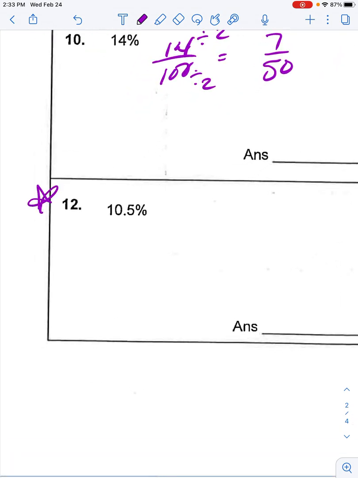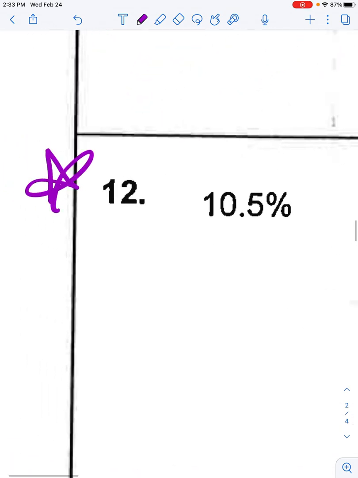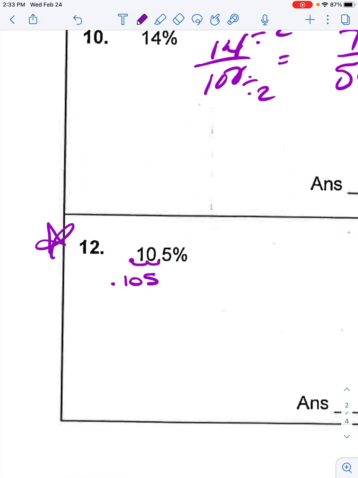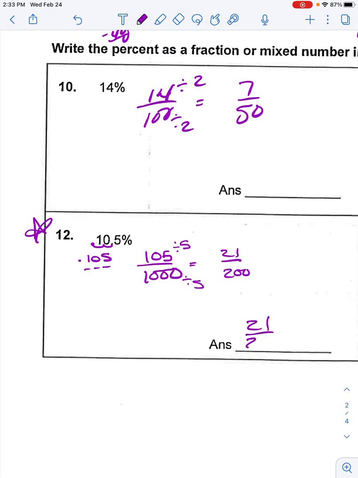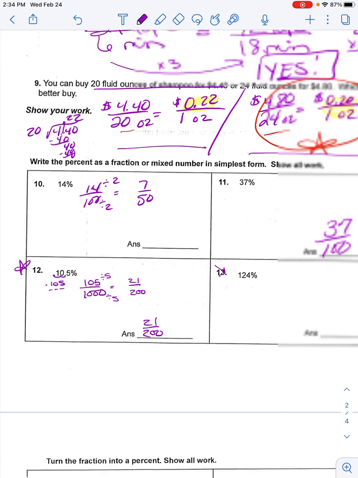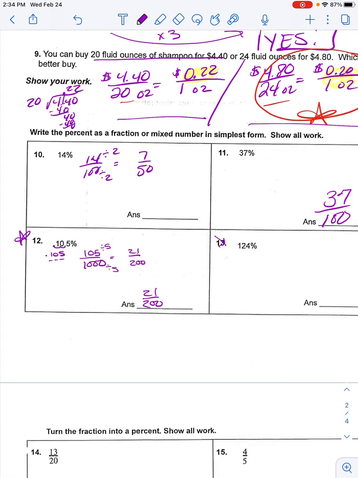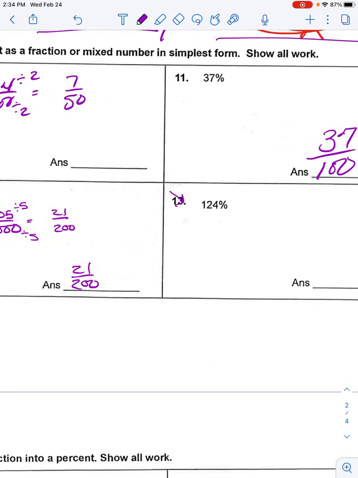12 is your difficult one. Remember, 10.5%. You have to move that twice to make a decimal. That says 0.105, tenths, hundredths, thousandths. That says 105 thousandths. You're going to see one like this. Now, let's simplify. 21/200, 10.5%. That is very small, right? 21 over 200. If you see that decimal, move that decimal twice to the left, and then write it as a fraction.